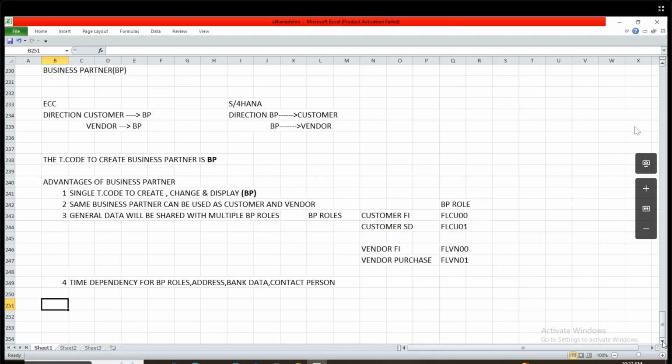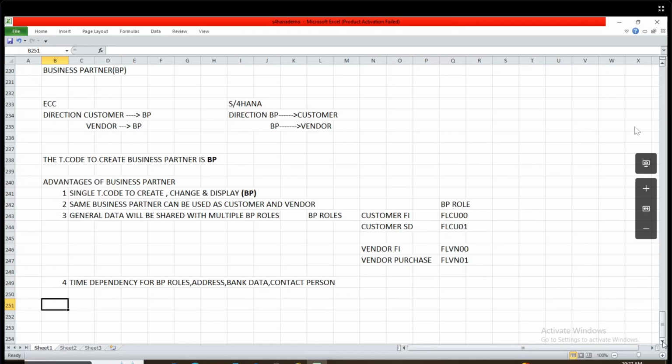Sir, for the vendor role, it is understood that the BP role code will differentiate the BP, is it right? Yes, the BP role code, that is FLCU00, will differentiate the BP, whether it is a customer or vendor. Thank you so much, sir. Now it is clear.